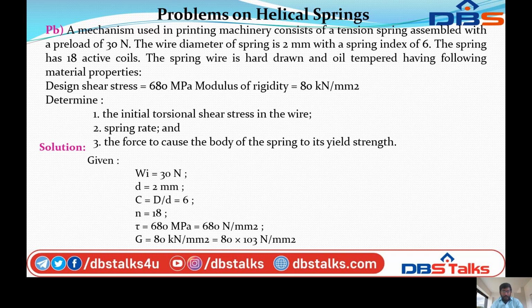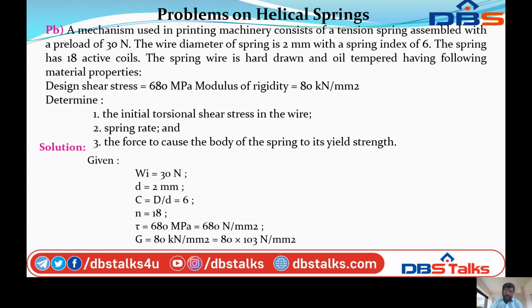In this problem, we are given W is 30 newtons. Next, small d, the wire diameter, is given as 2 mm, and C, the spring index, is also given. C is equal to capital D by small d is equal to 6. So the number of turns in active coils N is equal to 18, and the shear stress tau is equal to 60 megapascal. This will be converted to Newton per mm square, 60 Newton per mm square. So modulus of rigidity G is also given, 80 kilonewton per mm square. This kilonewton will be converted to newtons.